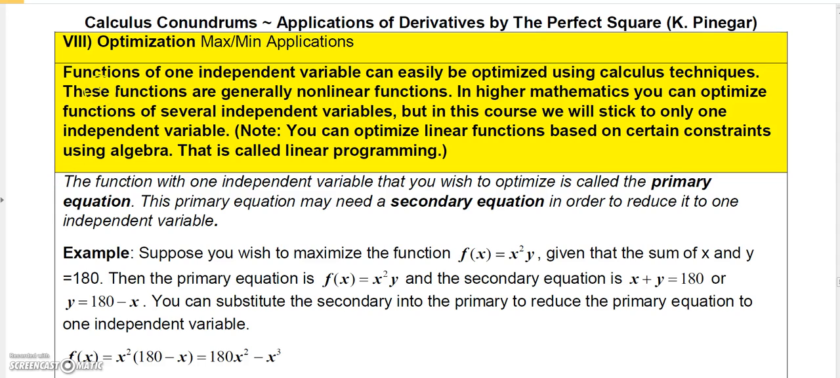Welcome back to my Calculus Conundrums videos, and we're still talking about applications of derivatives. In this video we're going to talk about optimization, otherwise known as max-min applications.